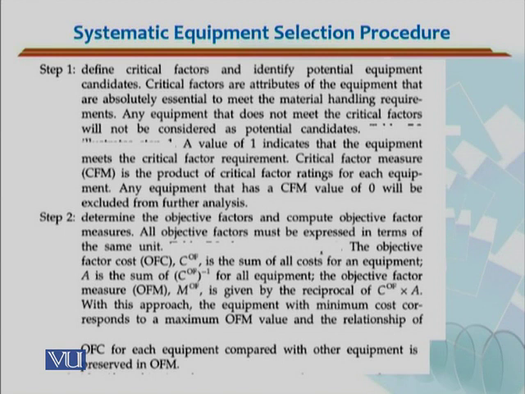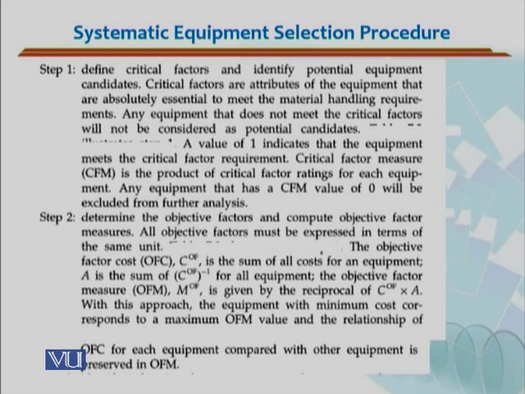So all objective factors must be expressed in terms of the same units. The objective factors cost, OFC or COF, is the sum of all costs for an equipment. तो OFC factor आपके पास objective cost factor क्या होगा? It would be the sum of all the costs for an equipment. A would be the sum of COF inverse for all equipments. What does it mean? A एक ऐसा measure है जिसमें आप अपनी cost का inverse ले लेंगे for all type of equipments. And then we will find the OFM, that is the objective factor measure.